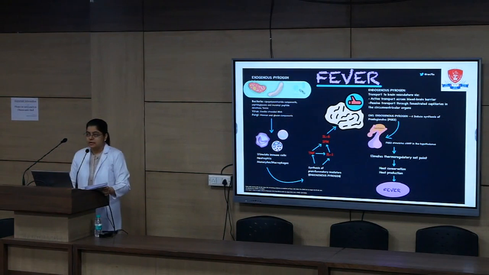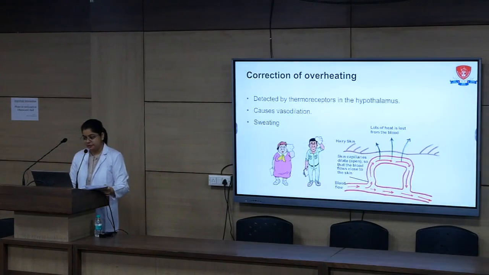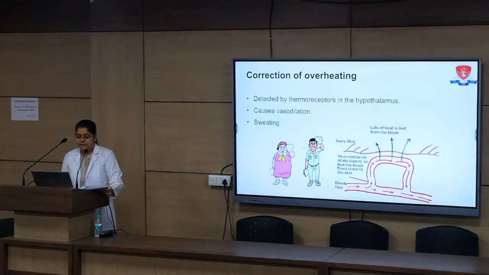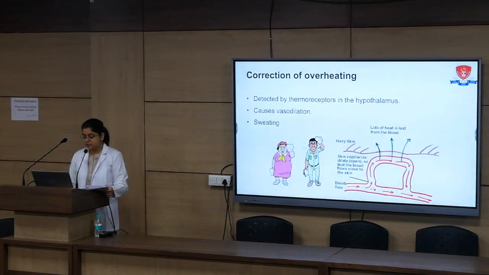Fever involves the role of exogenous and endogenous pyrogens. Exogenous pyrogens like bacteria, viruses and fungi stimulate the immune cells, which causes the release of IL-6, interferons and TNF factors, while endogenous pyrogens stimulate PGE2, which elevates the thermoregulatory set point; heat conservation and heat production start, which causes fever. Correction of overheating is detected by thermoreceptors in the hypothalamus, causing vasodilation and sweating.